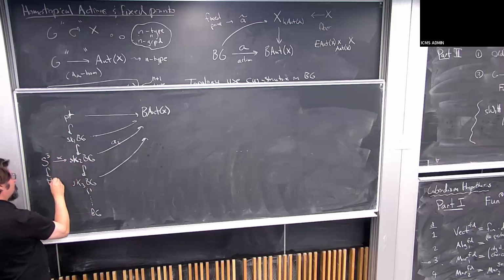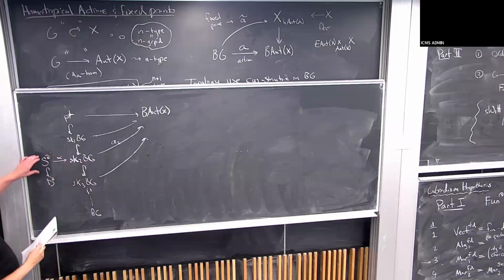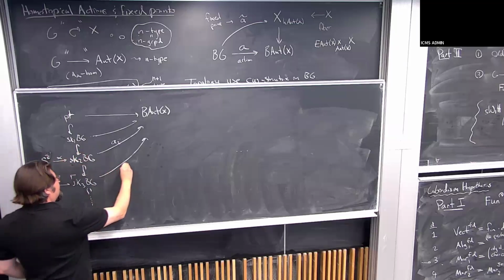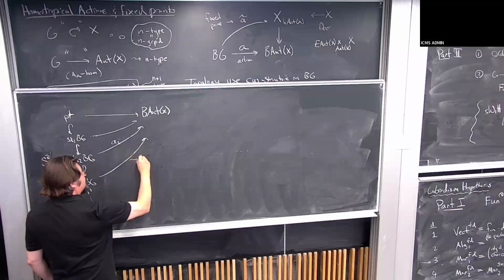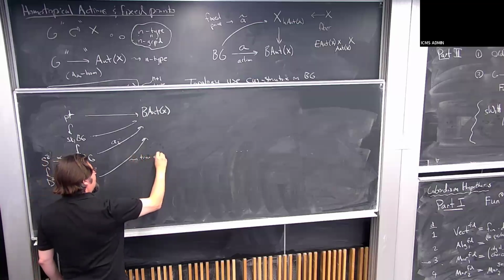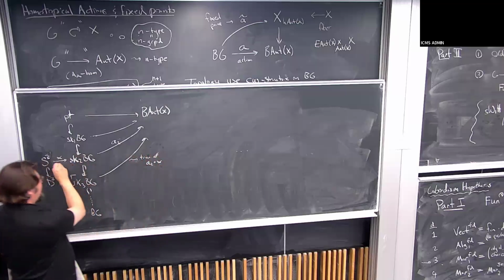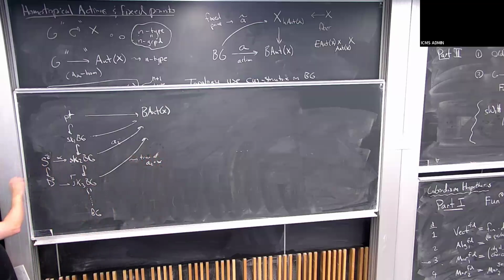So I want to have my attaching map of my 3 cell, and in order to extend, since this is a pushout, I need to trivialize that. So this data, this extension here, will be a trivialization of A2 composed with this attaching map alpha. Okay, maybe if there's lots of cells, you have to do this.